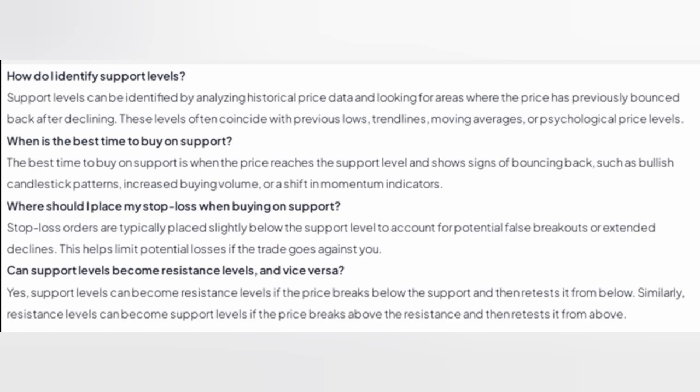Frequently asked questions. How to identify support and resistance zones? Examine the chart for a significant pause in price decline or rise, and observe if the price halts or reverses as it approaches that level. This helps recognize key support and resistance levels for effective trading analysis.